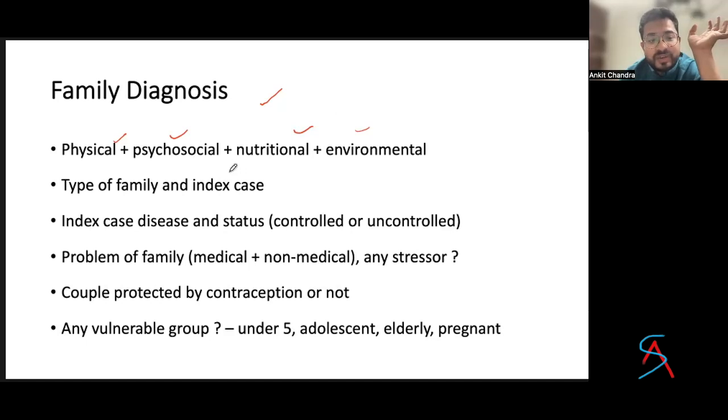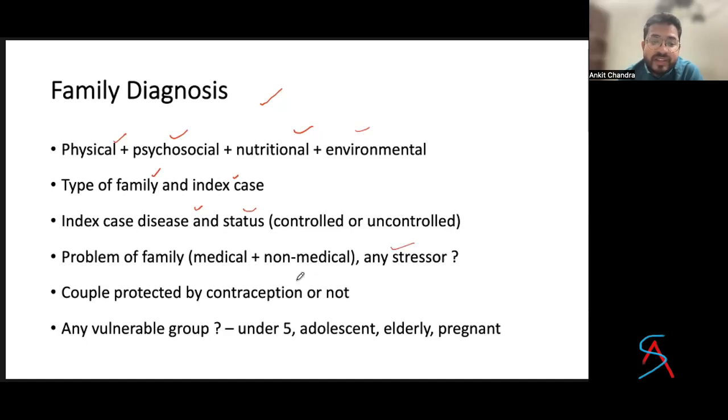It should include details of the index case, type of family, index case disease and its status, especially if it is diabetes or hypertension, whether it is controlled or not, whether it is seizure disorder, whether it is controlled or not, and any problem of the family related to medical, non-medical, any stress.